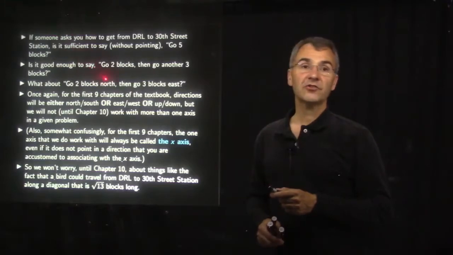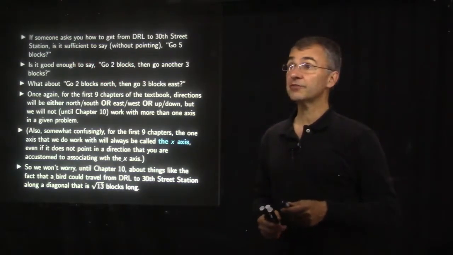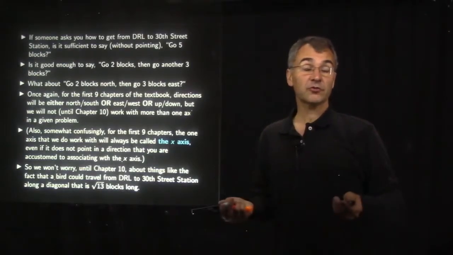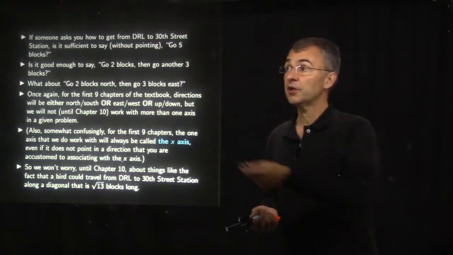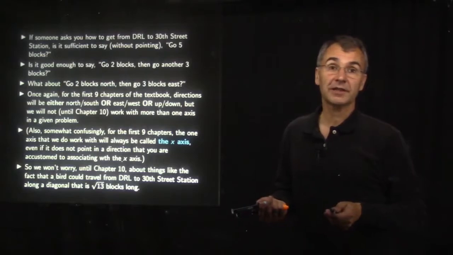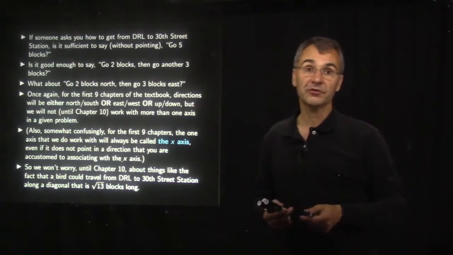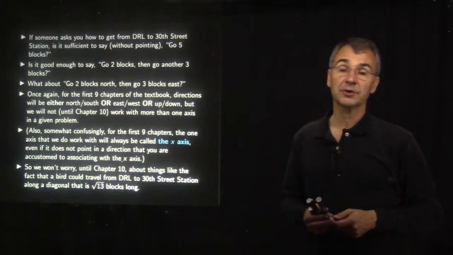Now, if someone asks you how to get from DRL to 30th Street Station, is it good enough to say, without any pointing, just go 5 blocks? I don't think so, because you don't know which direction to go. What if somebody says go 2 blocks and then go another 3 blocks? Again, I don't think that's good enough because you don't know which direction. What about go 2 blocks north, then go 3 blocks east?